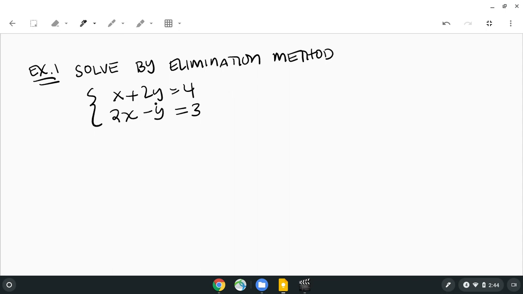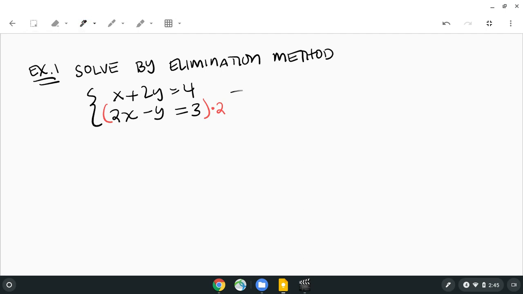Okay, so I'm going to choose to eliminate the y's since I already have a positive and a negative. If I want to eliminate the y's, then I'm going to try to make these positive 2 and negative 2, which means that I'm going to need to multiply the second one by 2 in order to get a negative 2 here. So let's go ahead and do that. I am going to multiply this one by 2. The top one, I don't need to do anything with it.